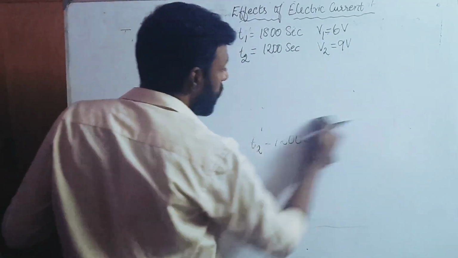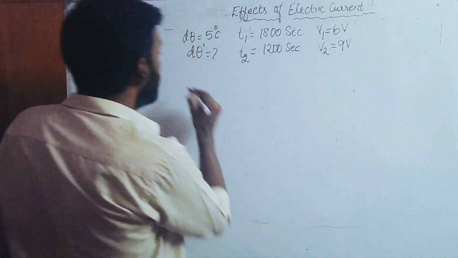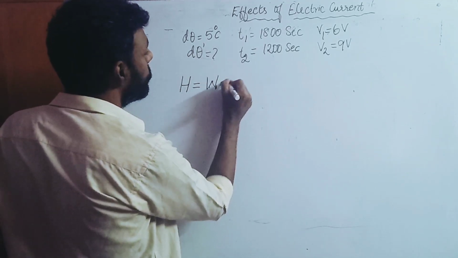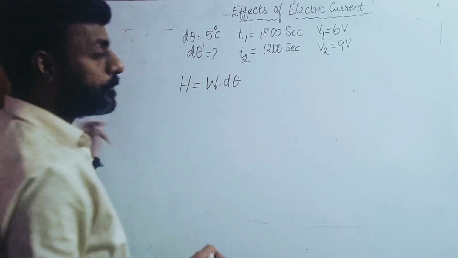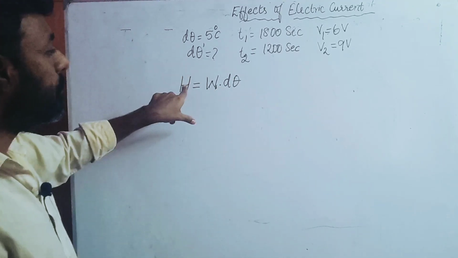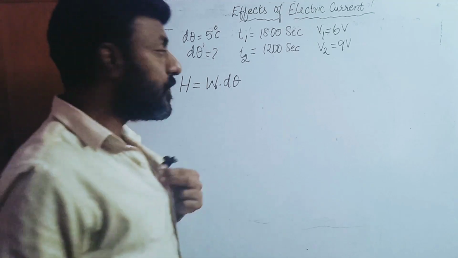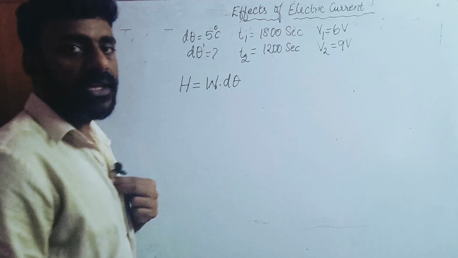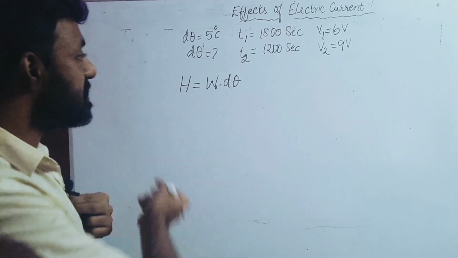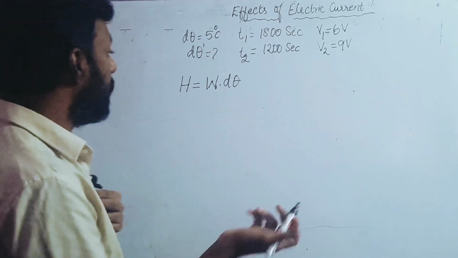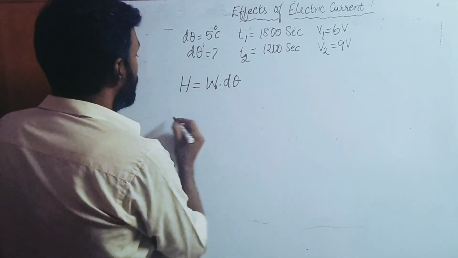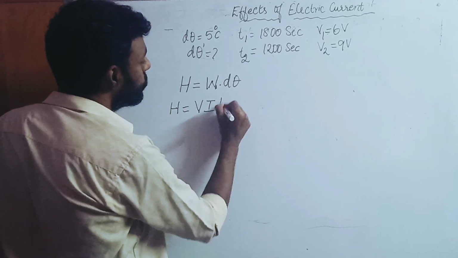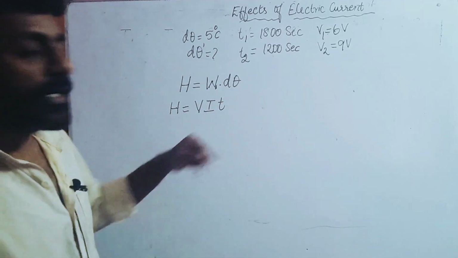Okay, so I'm going to use the formula H equal to W into d theta. H is the heat developed, W is the heat capacity of the calorimeter apparatus, and d theta is nothing but the difference in temperature, that is, the rise in the temperature of water. Now H can be written as H equal to VIT, that is the product of voltage, current and time interval.